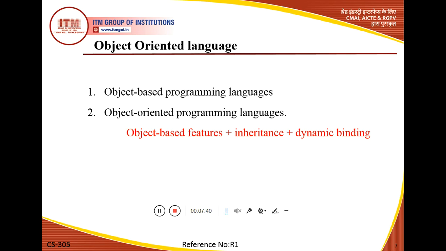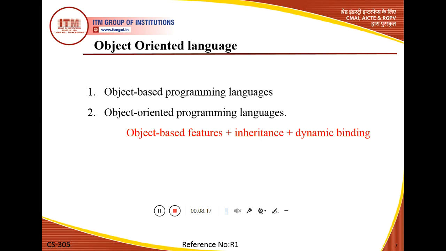Second category is object oriented programming language. So what is the difference between object based and object oriented programming language? Basically the difference is that it will incorporate all the features that are related to object based features, and additional features are added into this language, like the concept of inheritance and dynamic binding. Mainly two features are added, and it incorporates all object based programming features. So this type of language is called object oriented programming language.